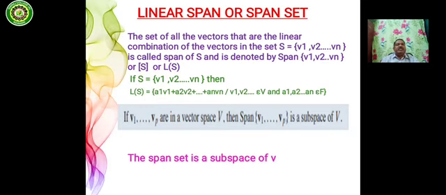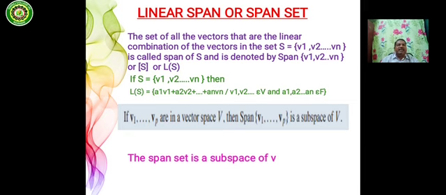So the next definition is the linear span. Linear span means a set of possible linear combinations defined on a given set is called a linear span of the set. So the set of all the vectors that are the linear combinations of the vectors in the set S equal to v1, v2, so on vn is called span of S, and it is denoted by span of v1, v2, so on vn, or span of S, or linear span of S.